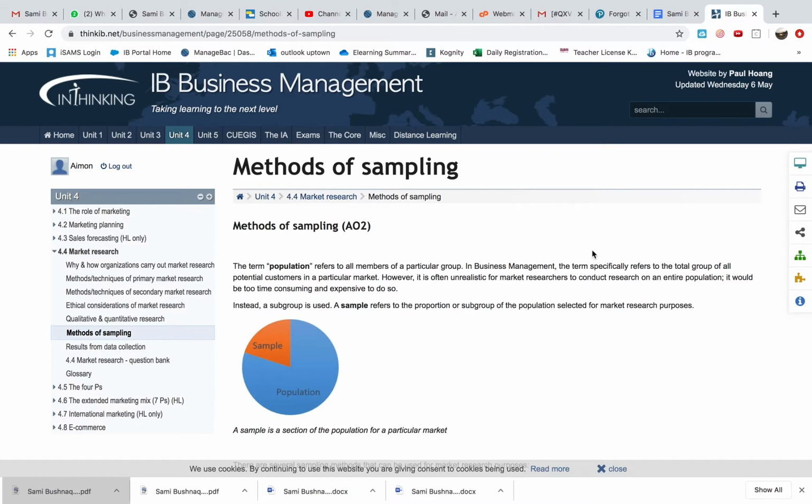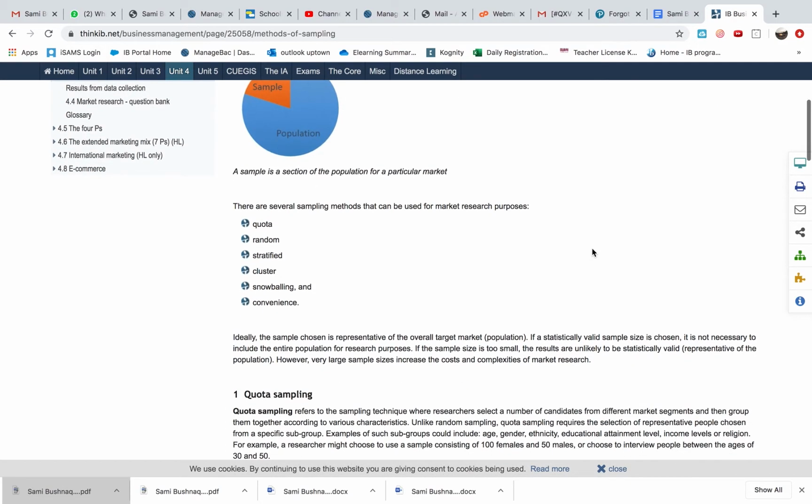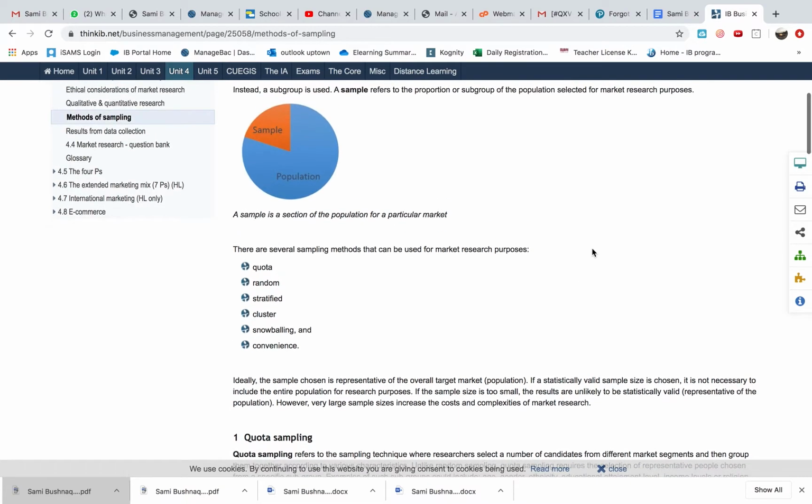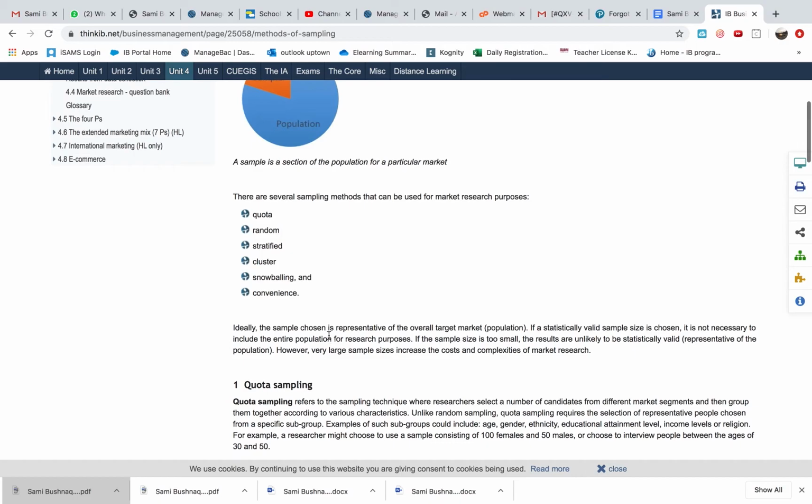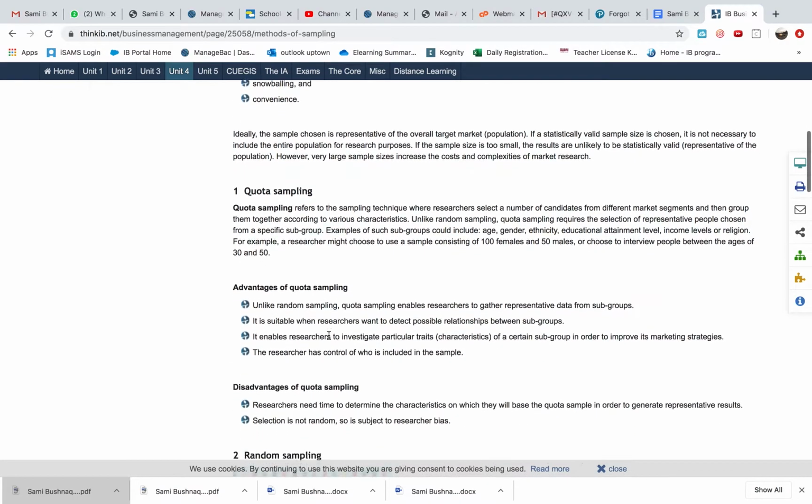It's too time consuming and expensive sometimes to ask and survey an entire population. So oftentimes you get a sample of the population, see this little piece here, and then you hope that it gives you an idea of what the whole population is interested in. There are a lot of sampling methods. Quota, random, stratified, cluster, snowballing, and convenience are the ones discussed in this course.